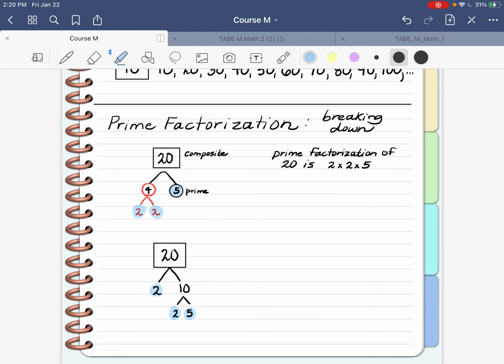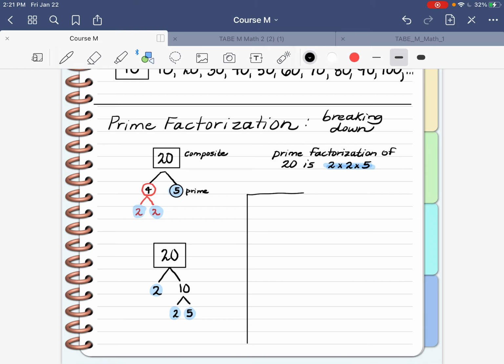Same prime factors. It doesn't matter which of the factors you start with, you'll get the same prime factorization if you break it down correctly. So I wanted to point out that if you chose the 2 and the 10 and I chose the 4 and the 5, we will get the same answer if we do the math correctly.